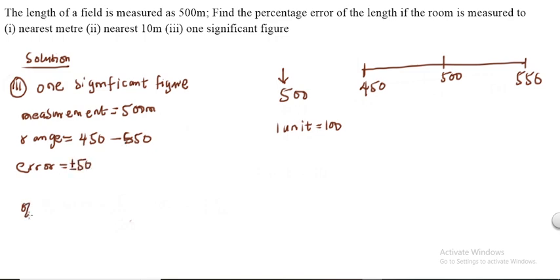From there, we can get our percentage error by saying this is equal to the error divided by the measurement times 100. The error here is 50 divided by 500 times 100. These 2 zeros can cancel out these 2 zeros here, so 50 divided by 5 is 10%. That's how to calculate percentage error problems.